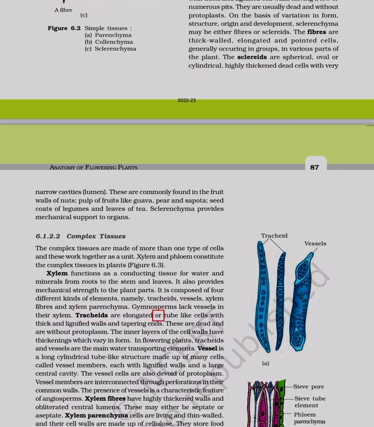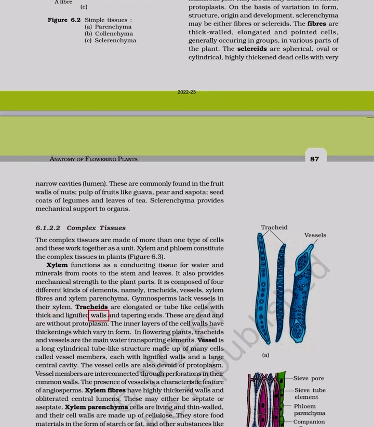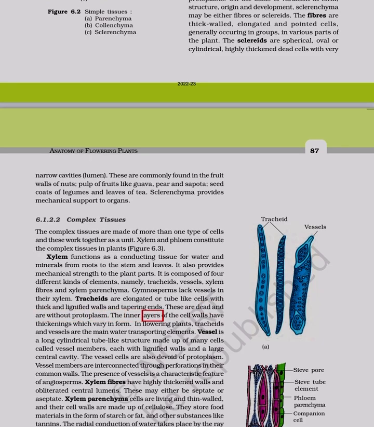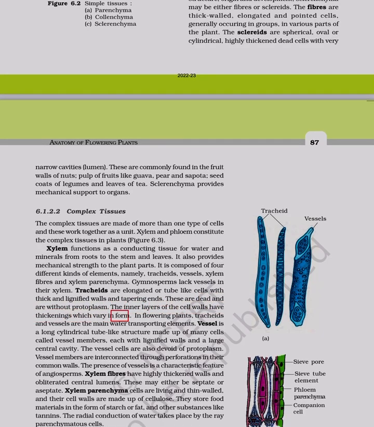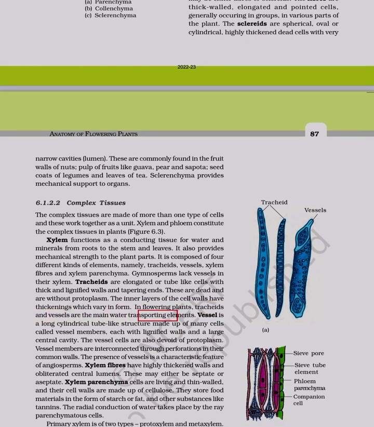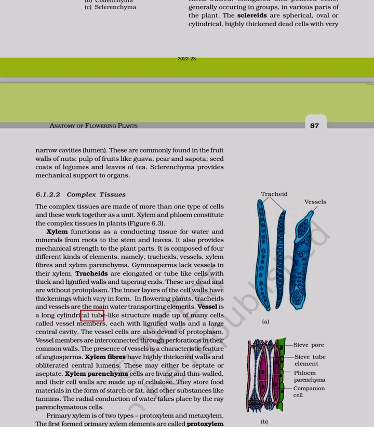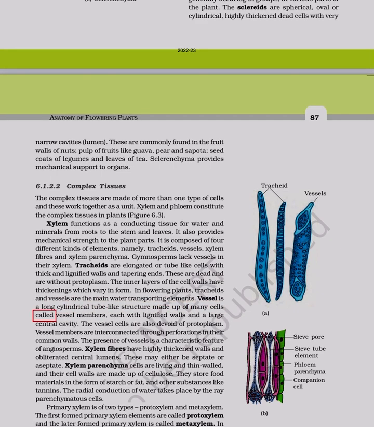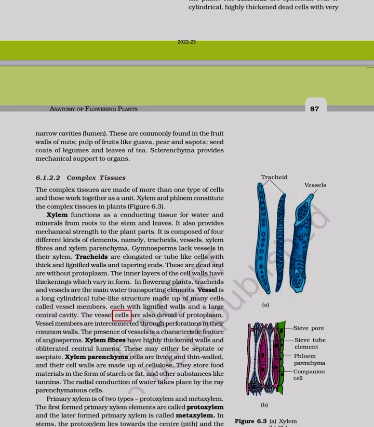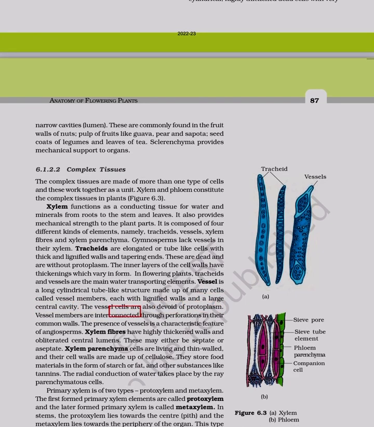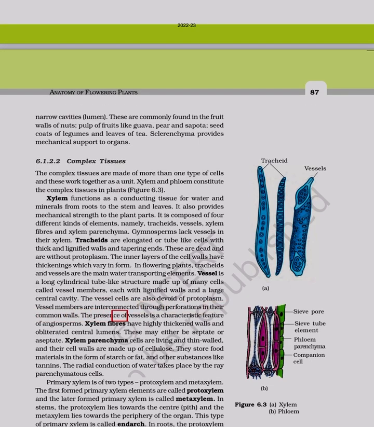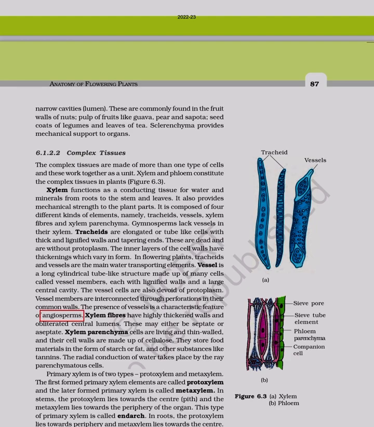Tracheids are elongated or tube-like cells with thick and lignified walls and tapering ends. These are dead and are without protoplasm. The inner layers of the cell walls have thickenings which vary in form. In flowering plants, tracheids and vessels are the main water transporting elements. Vessel is a long cylindrical tube-like structure made up of many cells called vessel members, each with lignified walls and a large central cavity. The vessel cells are also devoid of protoplasm. Vessel members are interconnected through perforations in their common walls. The presence of vessels is a characteristic feature of angiosperms.